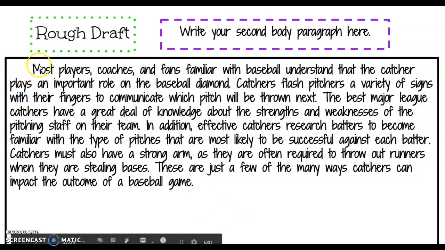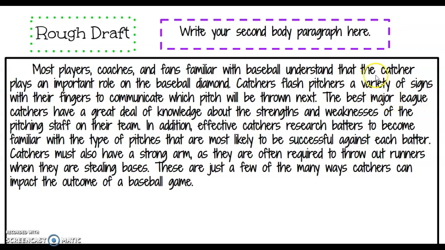So what I want you to know is the first sentence in your body paragraph should kind of be like a topic sentence. You may have heard that before. What is the topic you're going to be focusing on for this second body paragraph? For me, I'm going to talk about how the catcher plays an important role on the baseball diamond. I'm going to make sure that all of my supporting details talk about what the catcher does and how it's important. So you should have an introduction sentence called a topic sentence at the beginning of your paragraph.